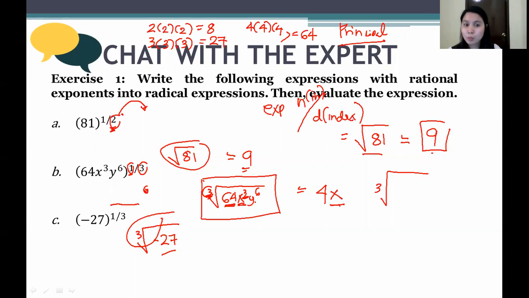Next, for y, 6 divided by 3. The answer is 2. So the exponent for y is 2. There's no remainder, so we erase this one. Nothing left inside. So the answer is 4xy squared. Let me give you another example.